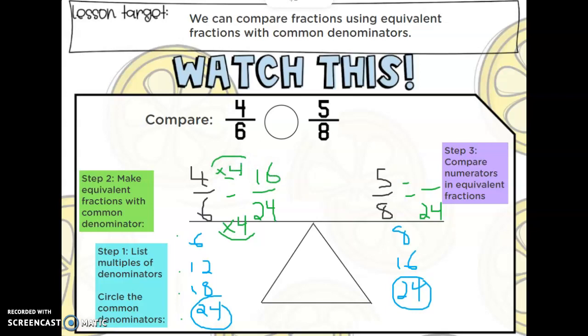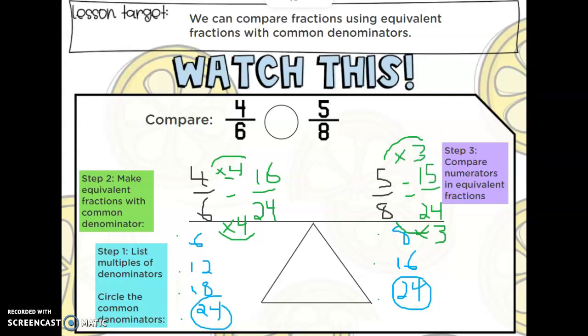Now over here, I'm multiplying 8 and getting 24. So let's look at my tower. I did 1, 2, 3 groups of 8. So down here, I'm multiplying by 3. So on the top over here, on my numerator, I'm going to do 5 times 3, and I get 15.